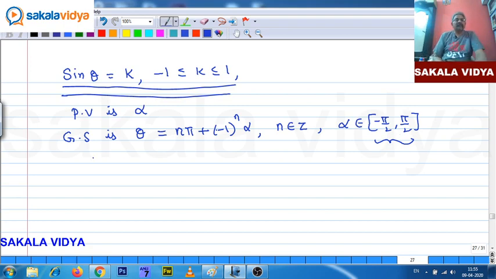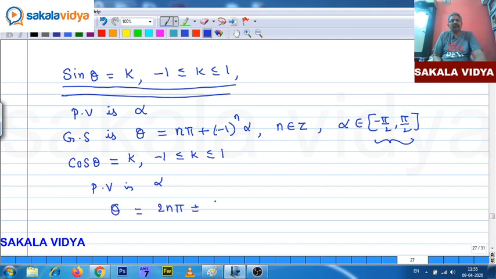So next, for example, cos theta is equal to k, same here, minus 1 less than or equal to k less than or equal to 1. For example, say the principal value is alpha, the general solution is theta is equal to 2n pi plus or minus alpha, n belongs to Z, and alpha belongs to 0 comma pi, that means either in the first quadrant or second quadrant.